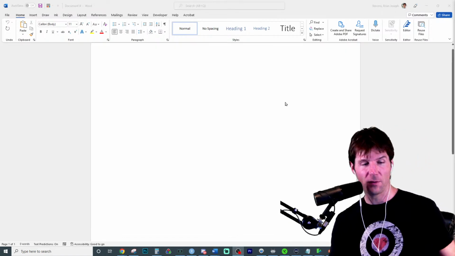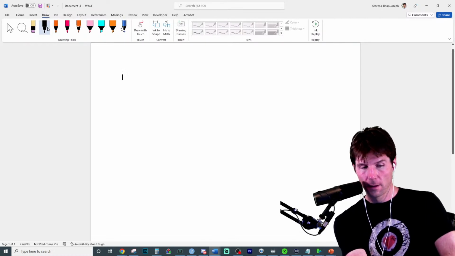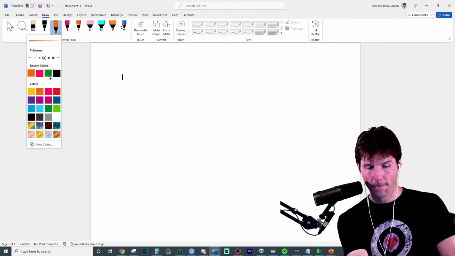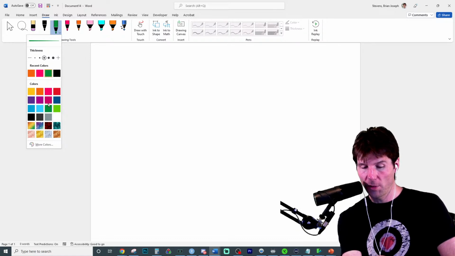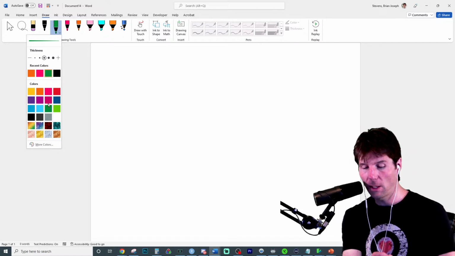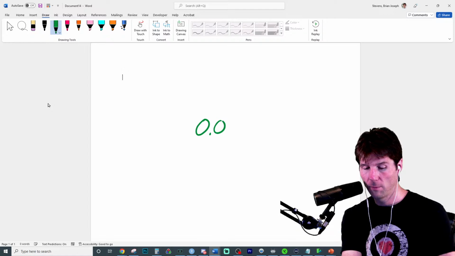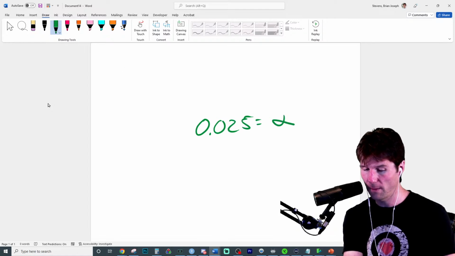This one's a tough one, but if you draw it out, it makes it easier. Okay. So think about where he was at. They were at 0.025, and he didn't find it here. This means this was his alpha.